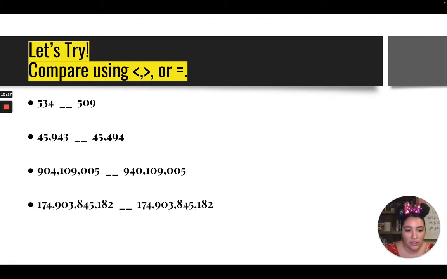All right, let's go back to the first one. 534 compared to 509. Which of those numbers is bigger? If you don't remember if you should say less than or greater than or equal to, which way should your alligator face? Prepare for the reveal. We have greater than. 534 is greater than 509. That little sign, the alligator's hungry. He wants to eat the 534.